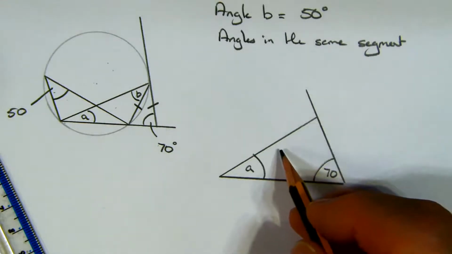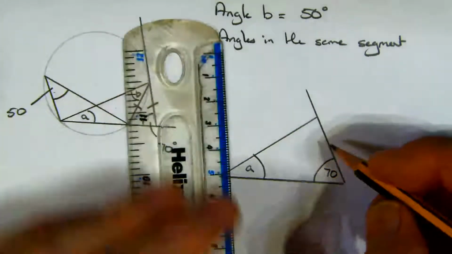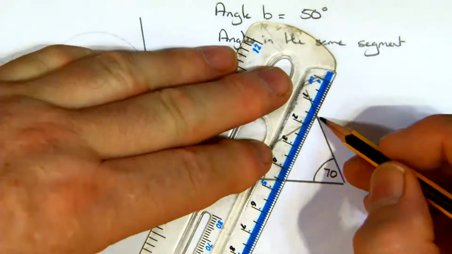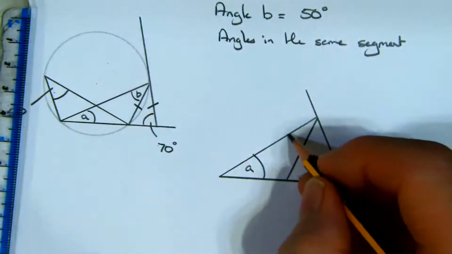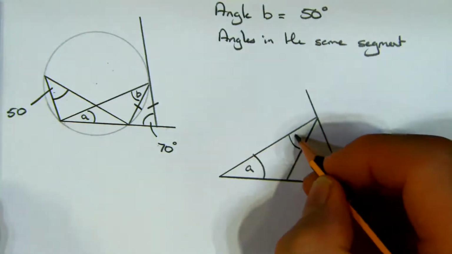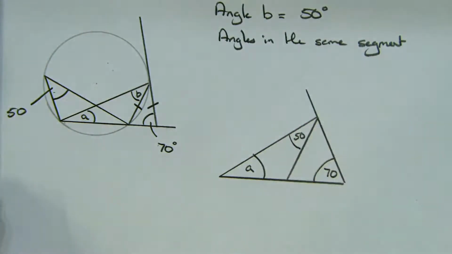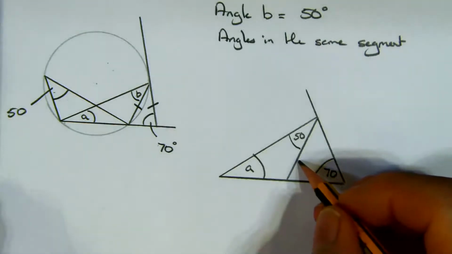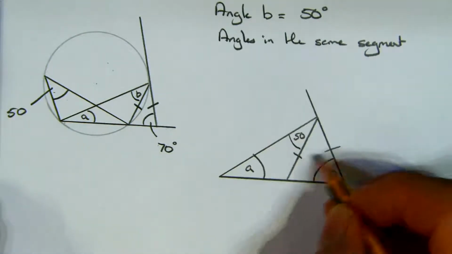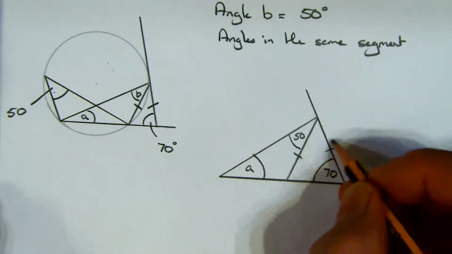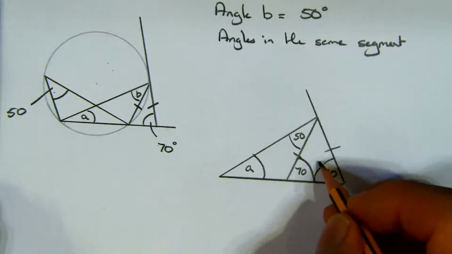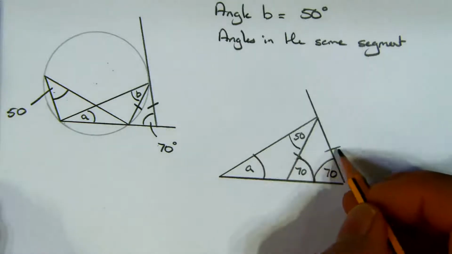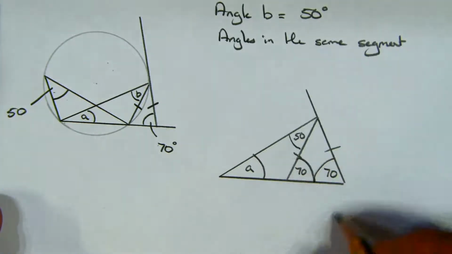And what else do I know? Well, if I draw this out, I already know what B is. That is 50 degrees. This angle is going to be 70 degrees down here. Why is it going to be 70 degrees? Because this is an isosceles triangle.